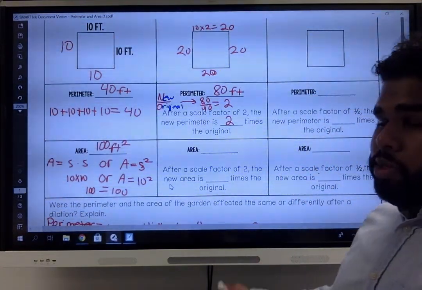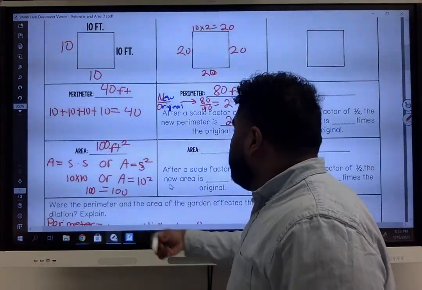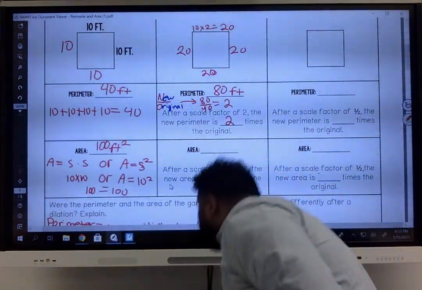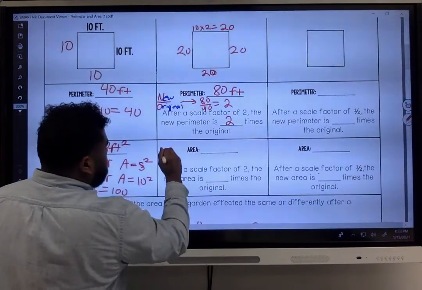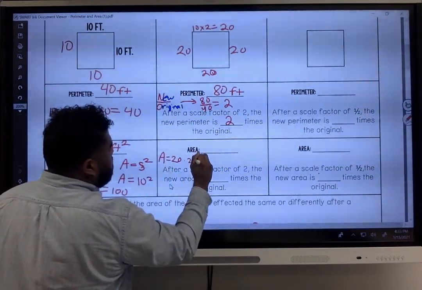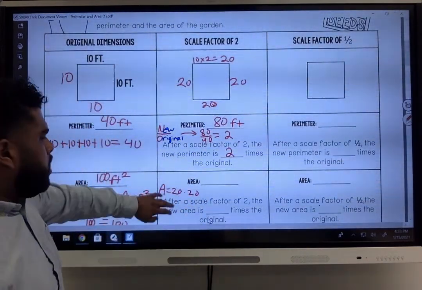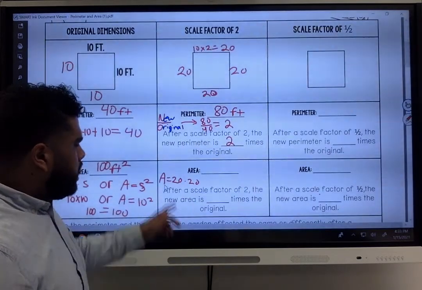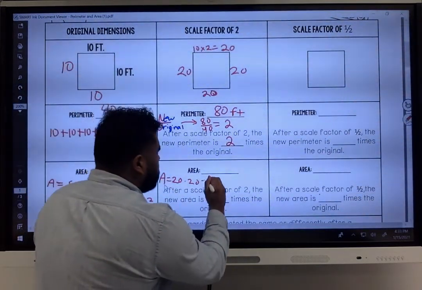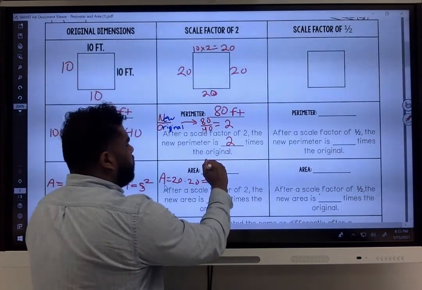The area of a square, again, you find by multiplying the side length by itself, or squaring it. So let's find it by doing area equals 20 times 20, because one side length is 20, and for a square you multiply side length by side length. 20 times 20 is going to equal 400. So our area is now 400 feet squared.